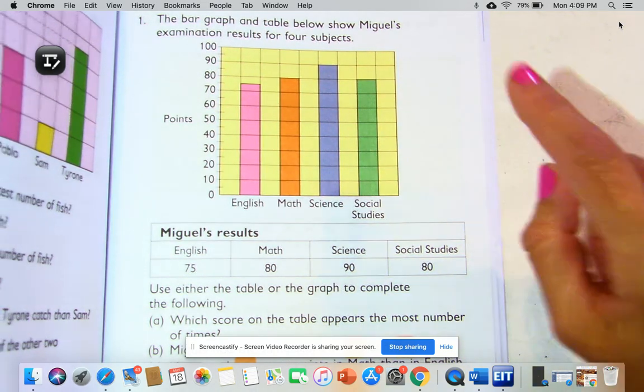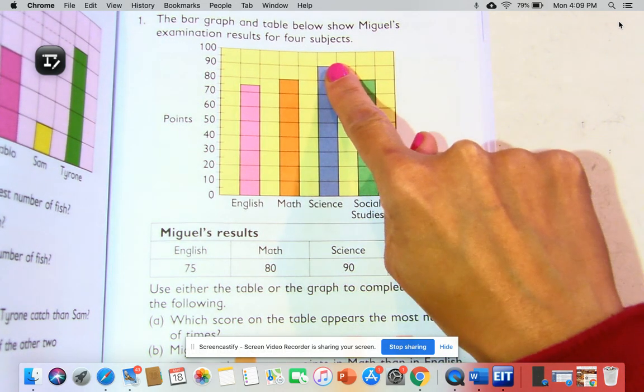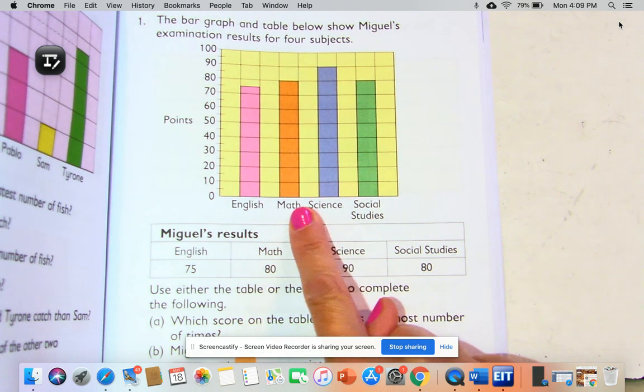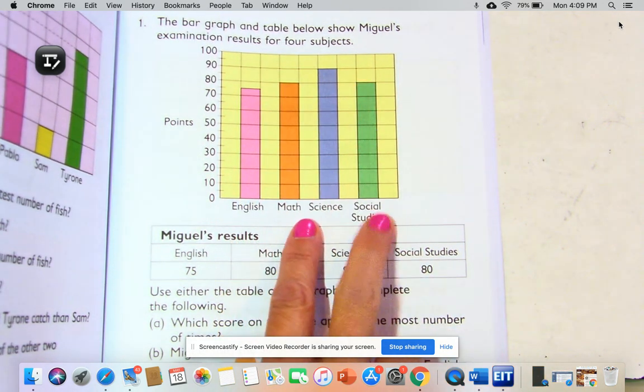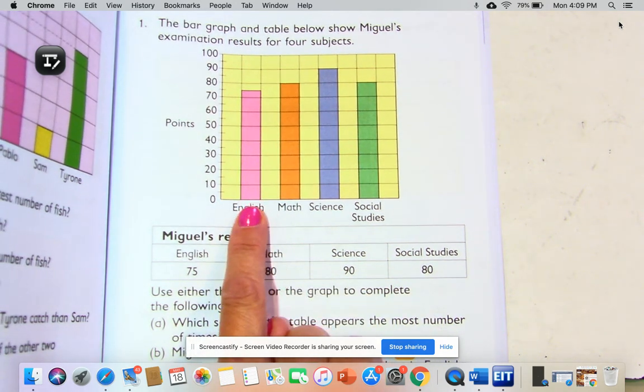a graph. Because right away, when we look at this one, we can see, oh, Miguel did really well in science. That was kind of his best subject. And he did pretty well in math and social studies. In fact, he kind of tied his score there. We can quickly look at the graphs. And then he did not quite as well in English. So we can see that very clearly.